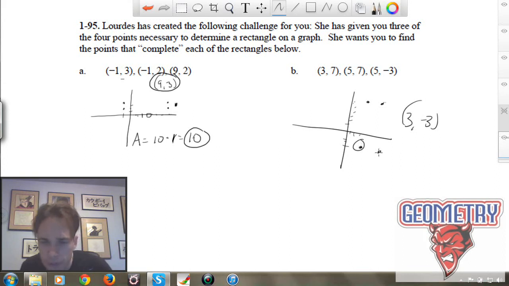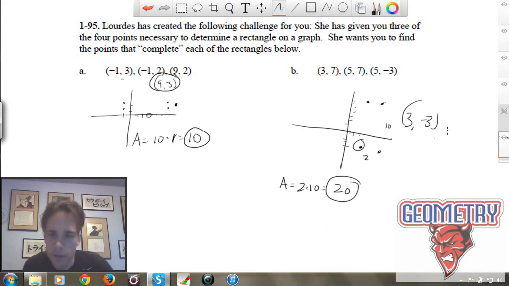So now to find the length and the width. Well, the length here, width here, whichever you want to describe it as, is the difference between 3 and 5, which is 2, and the difference between 7 and -3 is 10, so the area of this rectangle is 2 times 10, or 20. So area of 20, and the 4th point is located at 3, -3.